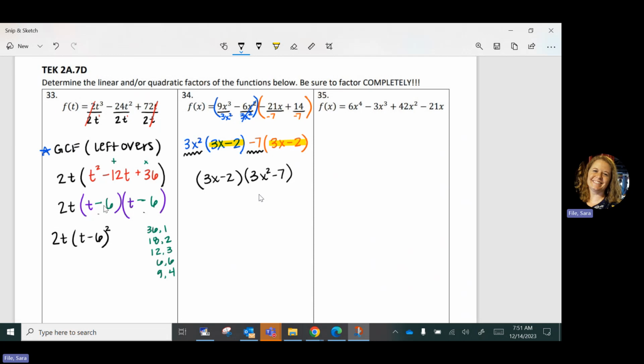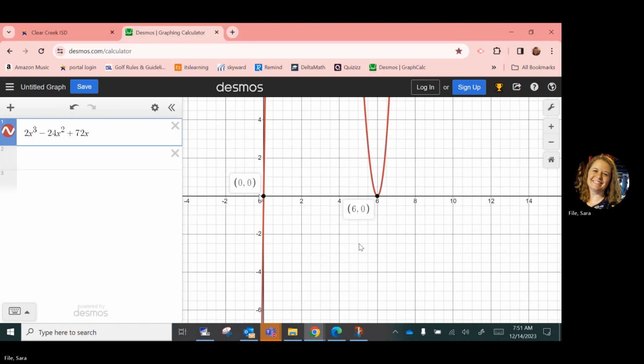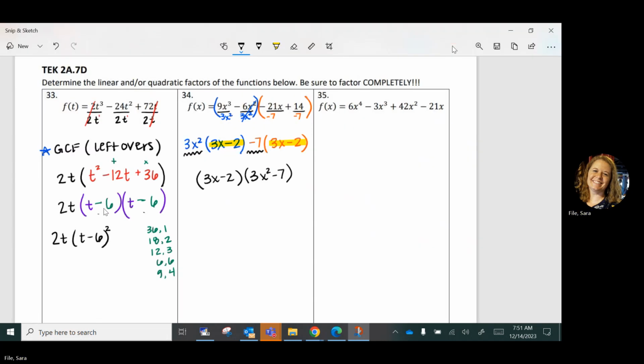T minus 6, if I solved it, and when I say solved it, I'm saying set it equal to 0 and solve. If I solved this, I would have to add the 6 over to the other side, right? So wouldn't that come out to 6? Yeah, and that's what the graph showed. The graph showed positive 6. So the factor would be the opposite sign. So T minus 6 is a factor.